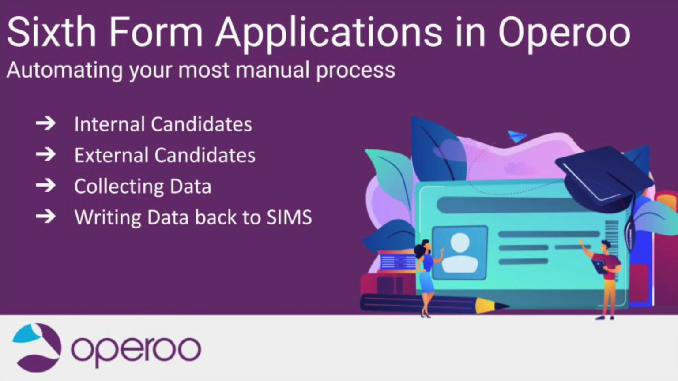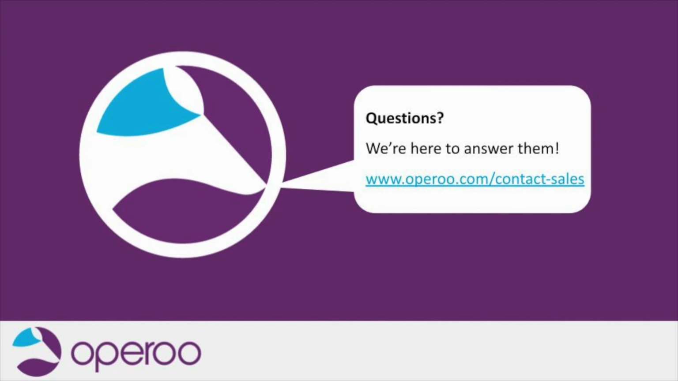Using Operoo for sixth form admissions means you can collect and manage data from internal and external candidates, manage and customise your process, analyse data, and when you're ready, write back all your key data into SIMS. If you have any questions, do get in touch.